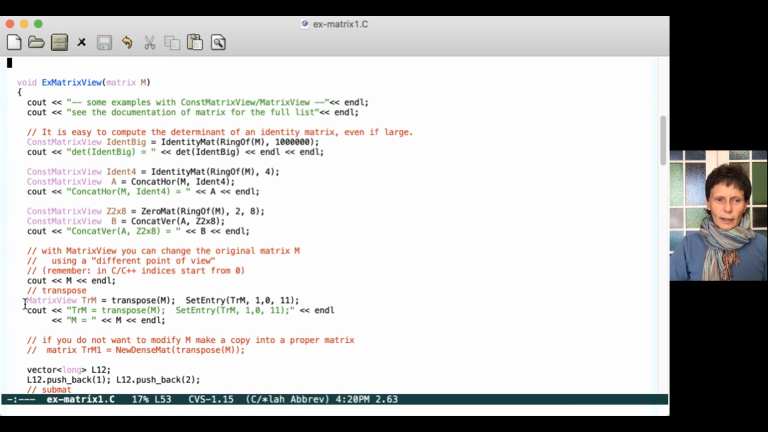In particular, to explain better, I show you this. If you have a matrix M and you take the transpose of it and define it as a matrix view, this doesn't copy the matrix M. It just views M. So tr M is M seen as a transpose. When I set some entry inside this matrix, I'm actually modifying M. So I must be careful when using matrix views.